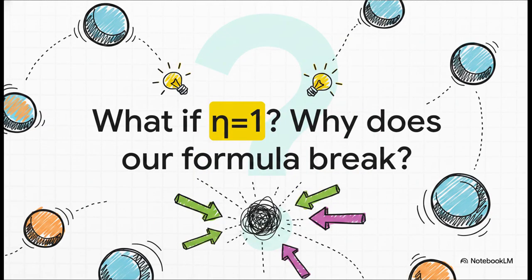So I'll leave you with one final question to chew on. What would happen if the bounces were perfectly elastic? That means eta equals 1, and the ball never loses any energy. If you plug eta equals 1 into our final formula, you end up dividing by 0, and the whole thing breaks. So what does that mathematical breakdown tell you about the real-world physics of a ball that could bounce forever?